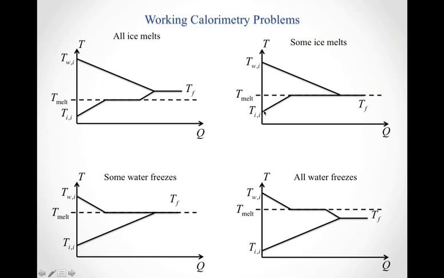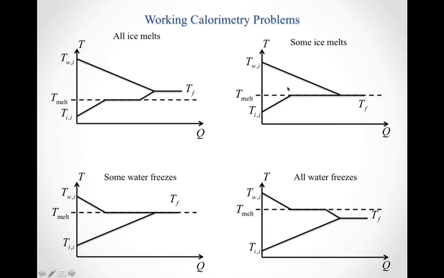If, on the other hand, the ice gets to 0 degrees Celsius and begins to melt, but before all of the ice melts, the water also reaches 0 degrees Celsius, then we know that our final temperature is going to be the melting temperature, right? It's going to be 0 degrees Celsius. And what we don't know then is how much of the ice eventually melted.